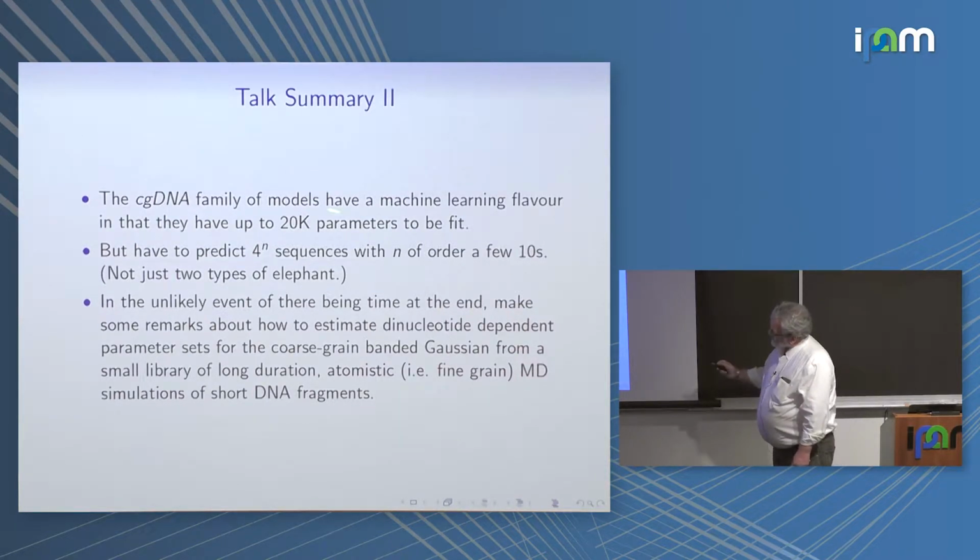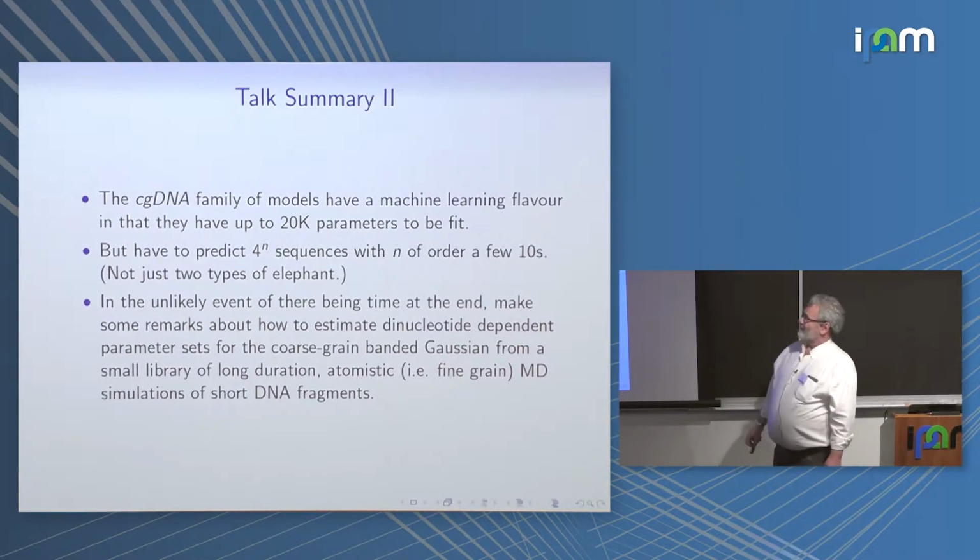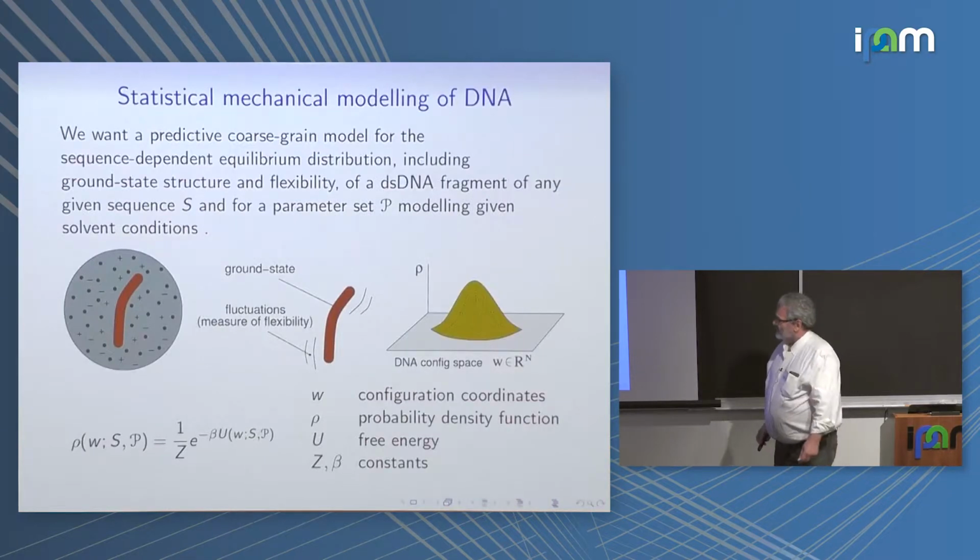Then, of course, there's an issue of how you estimate all those parameters. In the extremely unlikely event that there'll be time at the end, I'll say something about how we estimate them. I made some remarks on Monday about using Fisher information and natural gradient flow, and that's the context in which we use it, but I suspect I'm not going to get there.